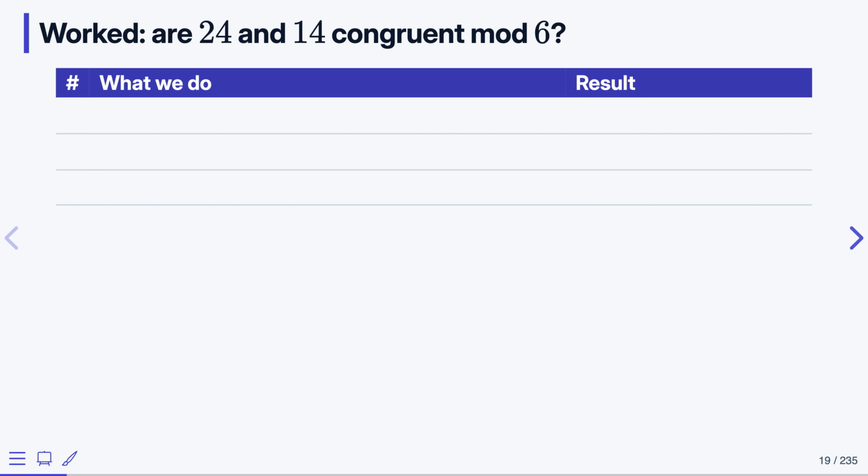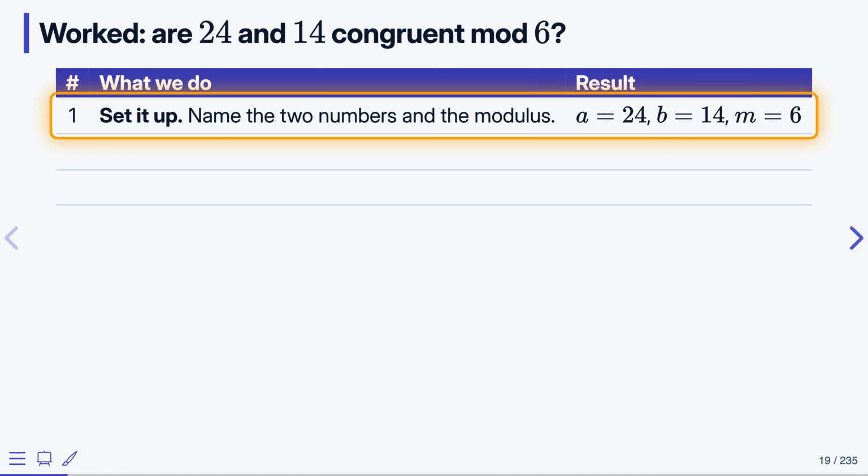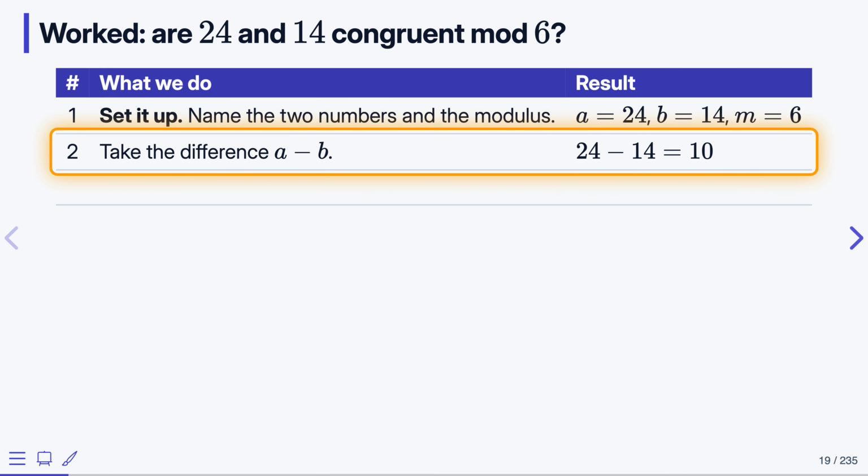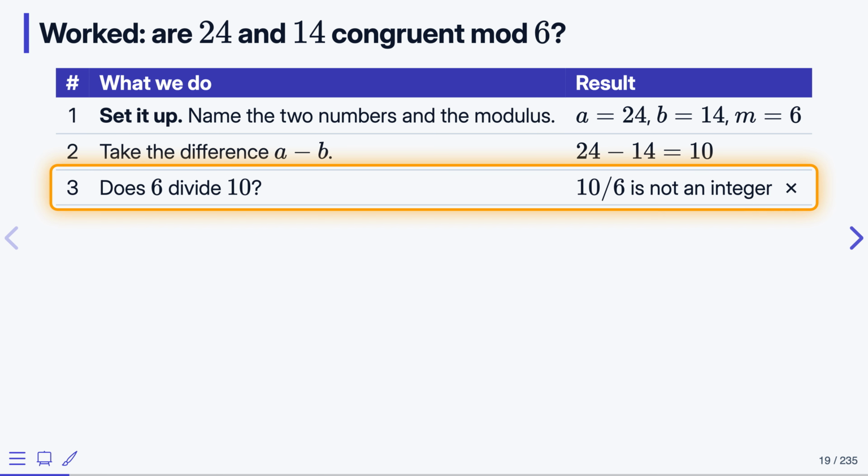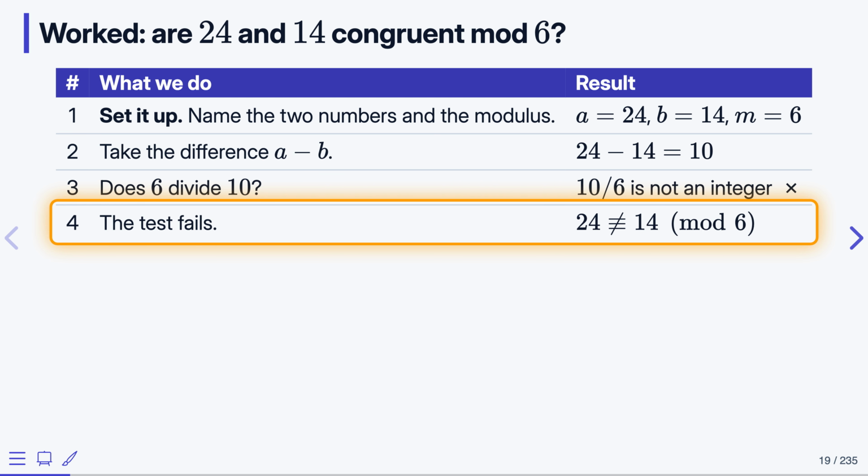Now one that fails, so you can see the difference. Step 1, set it up. a is 24, b is 14, the modulus m is 6. Step 2, take the difference. 24 minus 14 is 10. Step 3, does 6 divide 10? No, 10 over 6 is not a whole number. Step 4, the test fails, so 24 is not congruent to 14 mod 6.